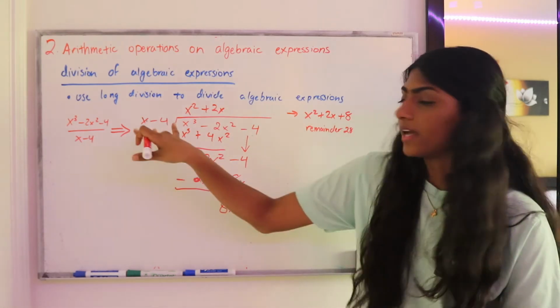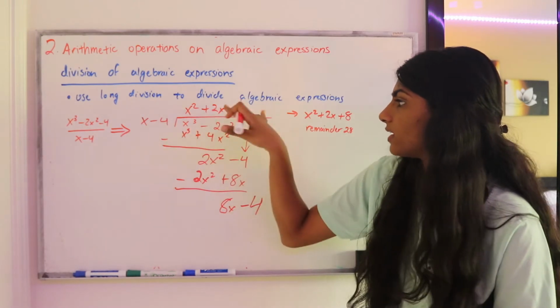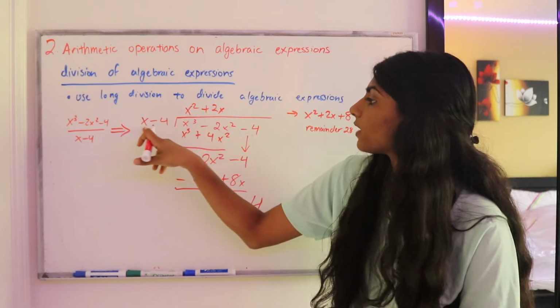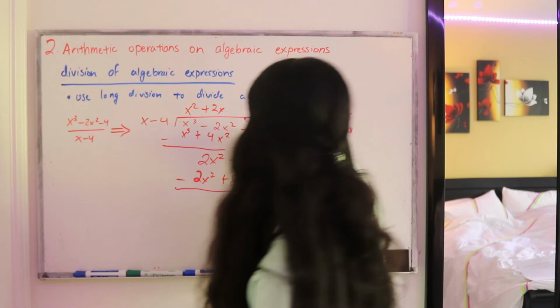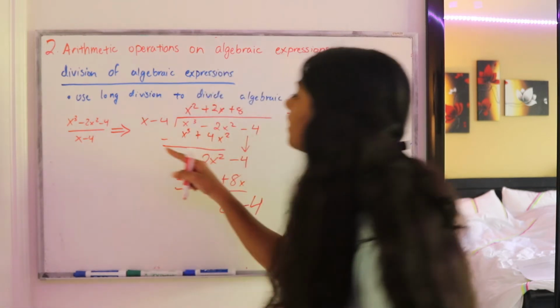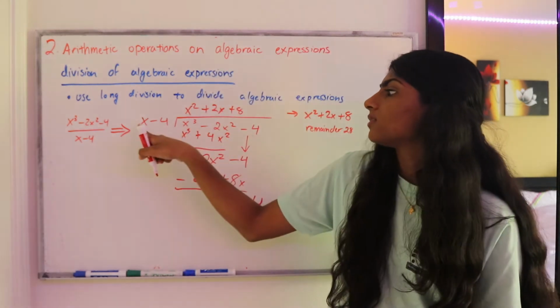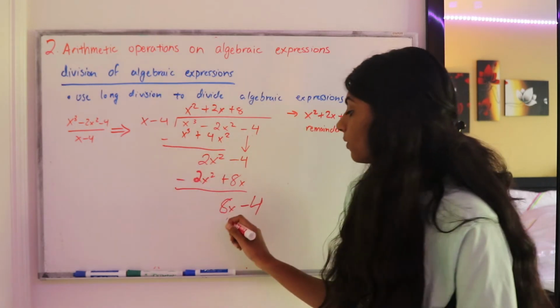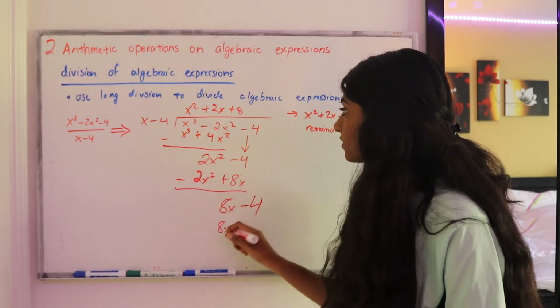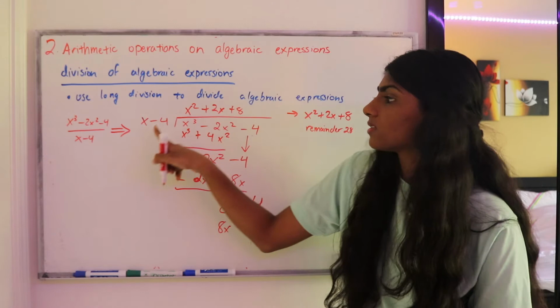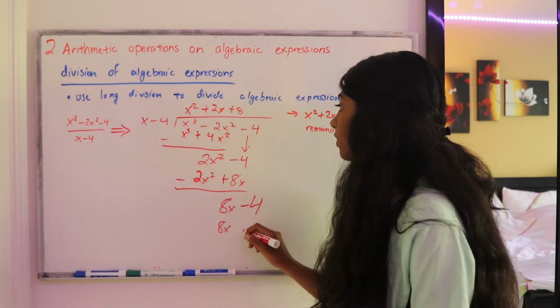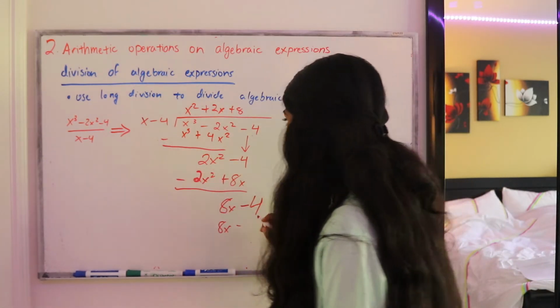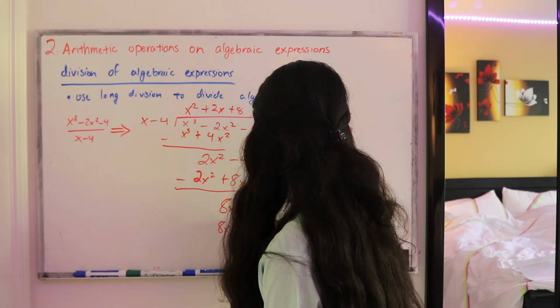And now we want to apply it to this again and see what multiplied by this is going to equal this. So 8 times x is going to equal 8x, so let's do plus 8. So we get plus 8. 8 times x minus 4 is going to equal 8x. Now we have 8 times negative 4, that's going to equal minus 32.